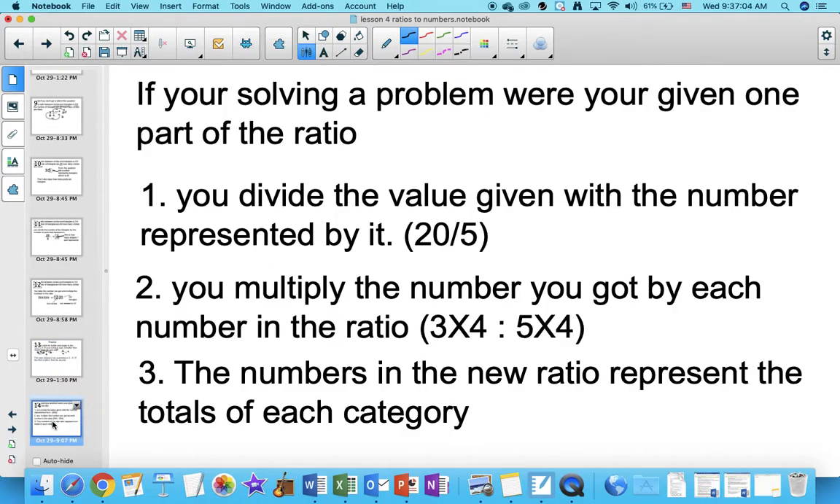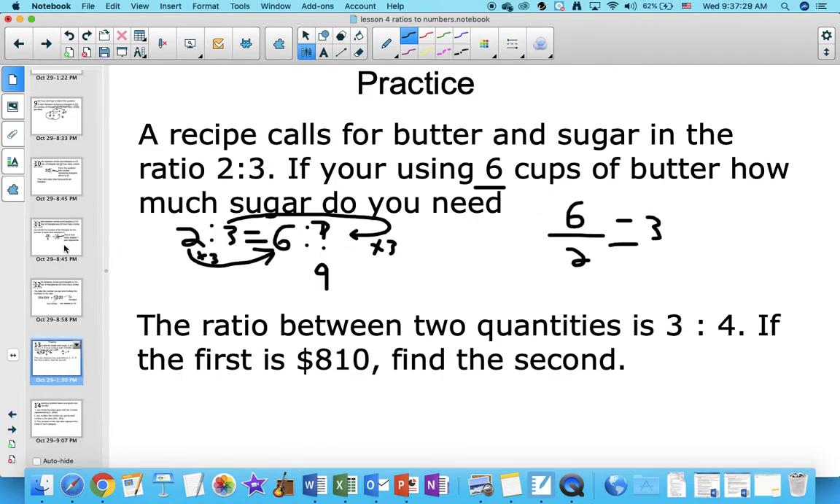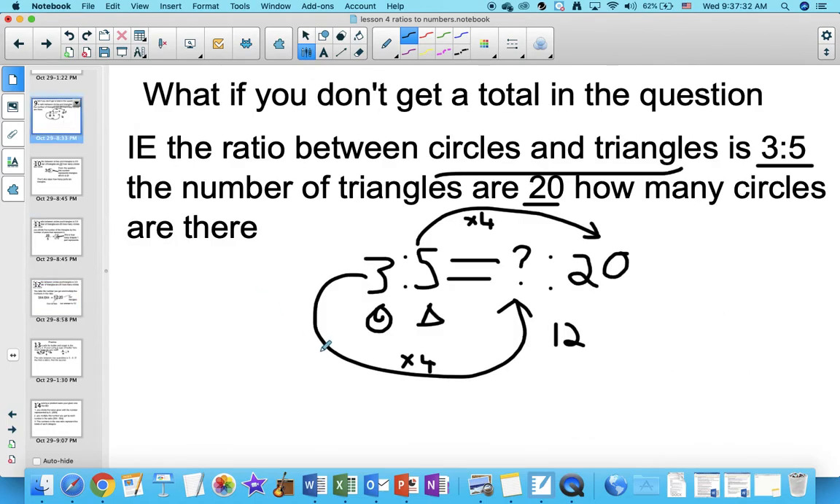But when you are solving questions or word problems that only have one part of the ratio given to you, you want to take the number given to you, divide it by the number represented by it, then multiply the ratio by that number. The new ratio will be the values of the part you're looking for. Or you could have two ratios written like I did over here. Write the ratio, write the second ratio with the number that's given, and find the second number that you're looking for. And you just make the equivalent ratio.